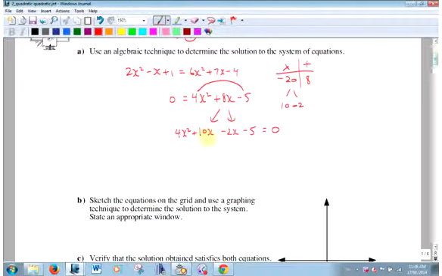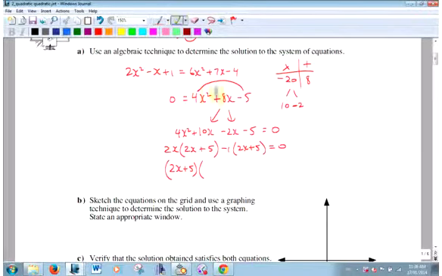Okay, check it. What can I factor out of the first two? I can take a 2 out. I can take an x out too. That leaves me 2x plus 5. What can I factor out of here? Not much. But if I take a minus 1 out, I'm left with 2x plus 5 equals 0. So factor out 2x plus 5. What do you got left? 2x minus 1.